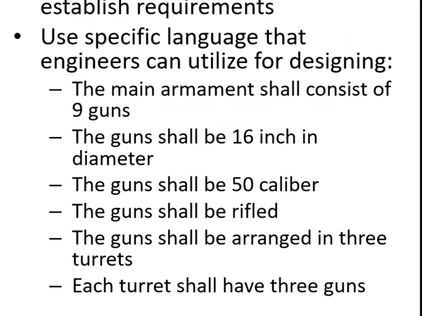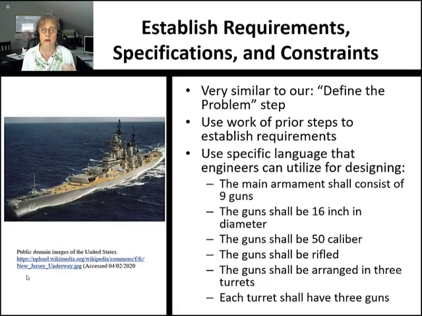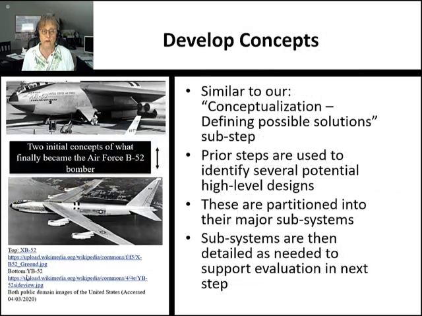It has to have a 9-gun main armament. The guns are the 16-inch diameter, 50 caliber type. The guns are rifled, so they're a rifle. They're arranged in 3 turrets, and each turret has 3 guns. Now I have something specific I can use to design from. From here we develop concepts.